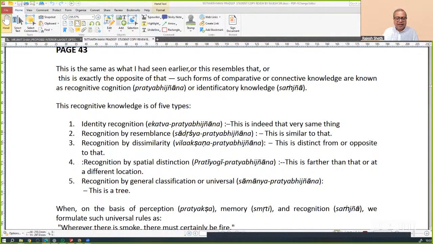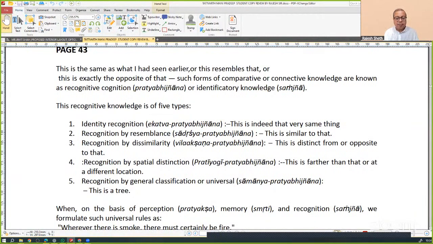First one, identity recognition, ekatva pratyabhigyan. I'll give one example for all of them. I had seen the child 2 years ago. It is the same one. This is called identity recognition, ekatva pratyabhigyan. Second, recognition by resemblance, sadrasya pratyabhigyan. This is similar to that. In the same example, I had seen the child 2 years ago, and it is just as simple. So 2 years ago he was simple, and today also he is simple. That is the second category.